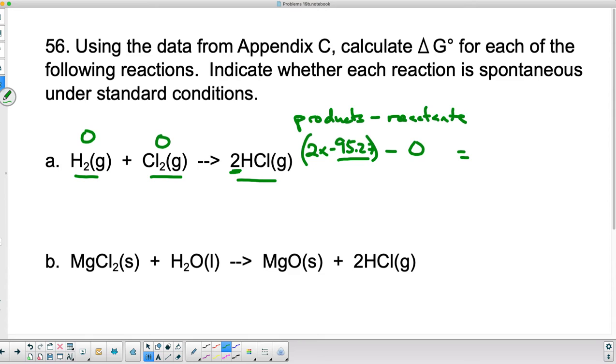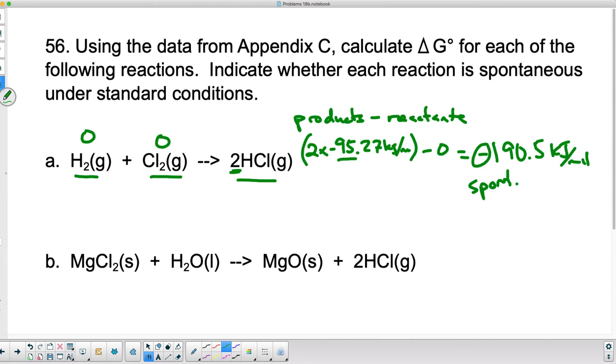95.27 kilojoules per mole. So that means 2 times that minus 0, because those are 0 and 0, gives a negative 190.5 kilojoules per mole. And because it's a negative, that means this is a spontaneous procedure. It happens without outside intervention.